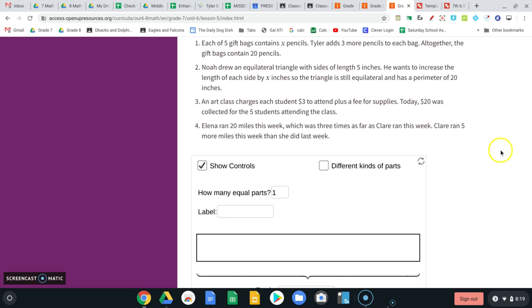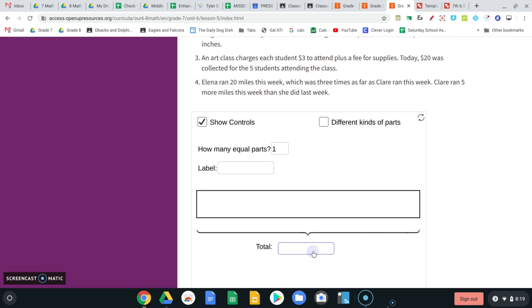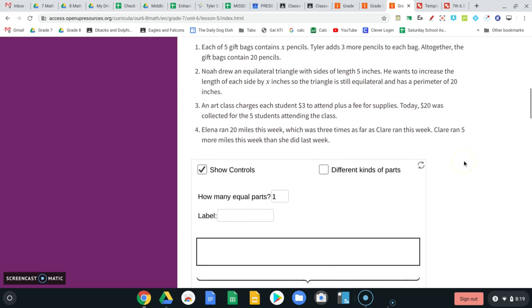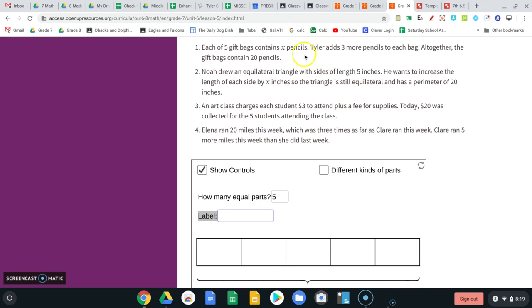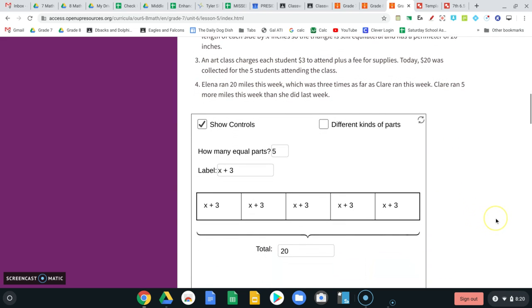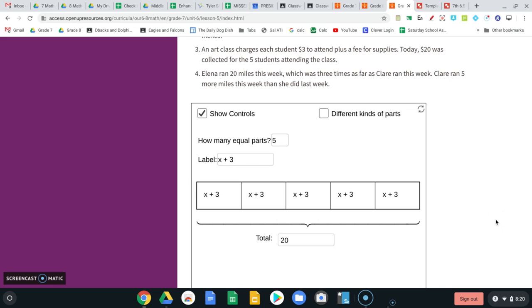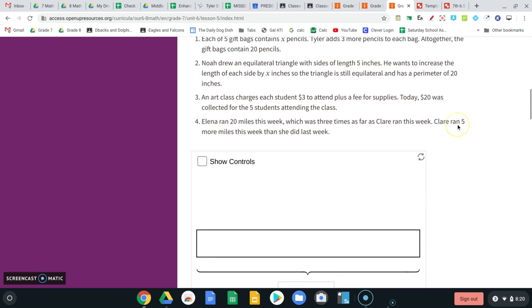Okay, it says altogether they contain 20 pencils, so that's our total, 20 pencils. 5 gift bags, so there's 5. X pencils, X. But wait, Tyler adds 3 more, so that would be plus 3. There we go. This is what your tape diagram should look like. Okay, I'm going to erase this. Let's take a look at number 2.